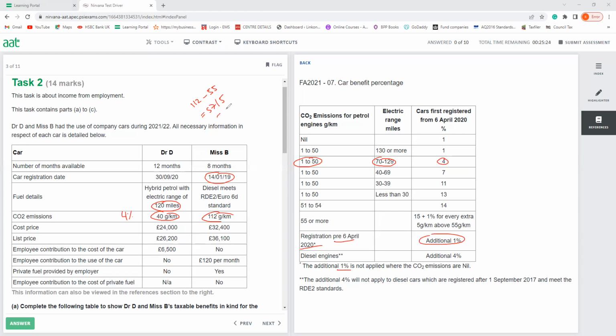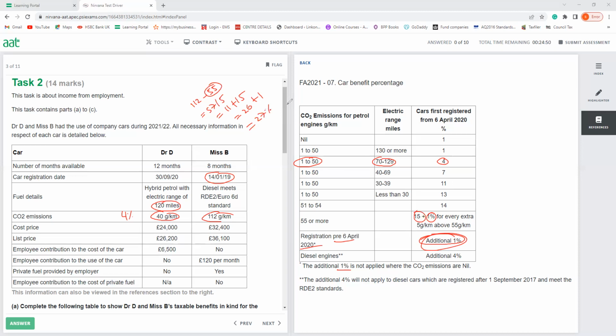11.4, we can take 11 because we have to always round it down, 11. And for this 55, we have basic 15. So we take 15. So 11 plus 15, it is 26. And 1% for the additional because of the registration before 6 April 2020. So plus 1. And that gives me 27%.